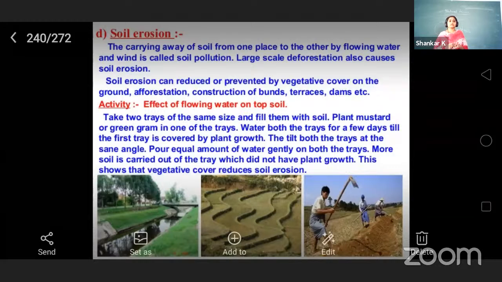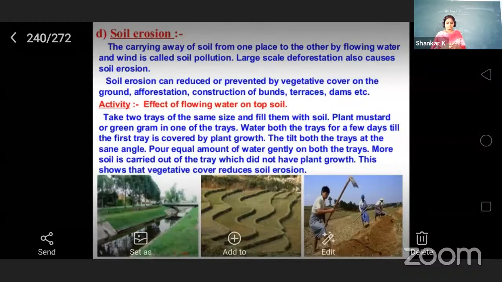Soil erosion can be reduced or prevented by vegetative cover on the ground, and by afforestation. We have to grow more trees and build dams and terraces.